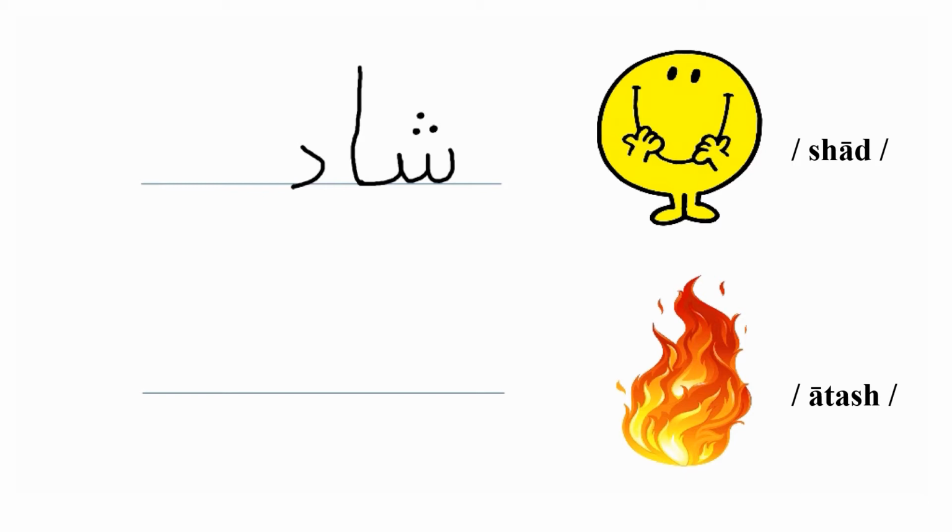The next word is atash, fire. We start with an initial a, with the hat. Then comes te, atash. Te has 2 dots. Then the short vowel a, atash. Okay, so we have the accent a.